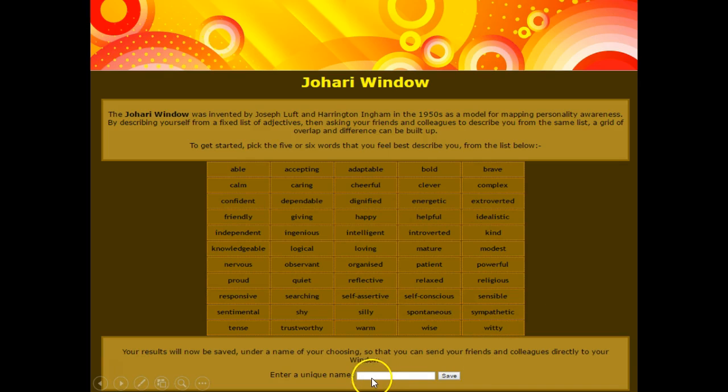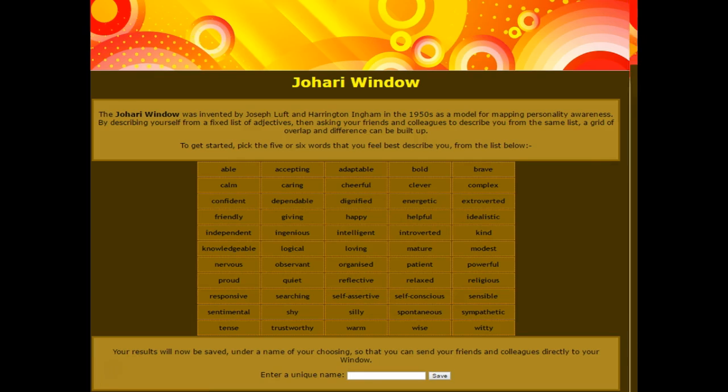You're going to enter a unique name down here, so I suggest your first and last name, and then you're going to hit save. You're going to receive a link to a web page that you are going to send out to at least 3 significant people in your life. They will see this same window, and they will also enter 5 to 6 adjectives that they feel describe you.